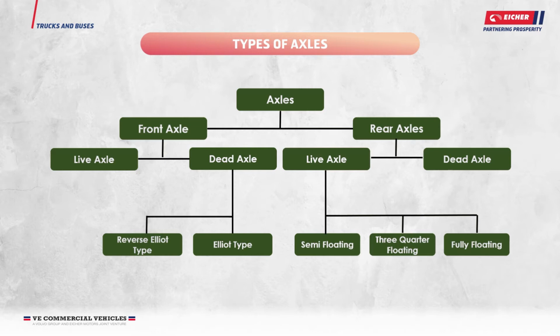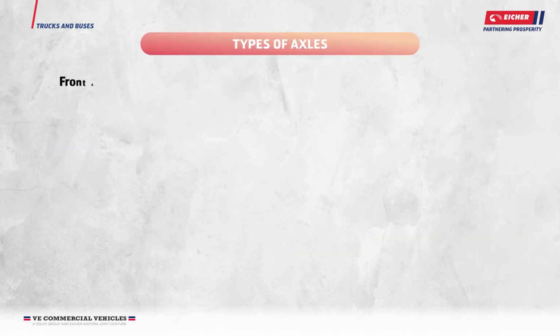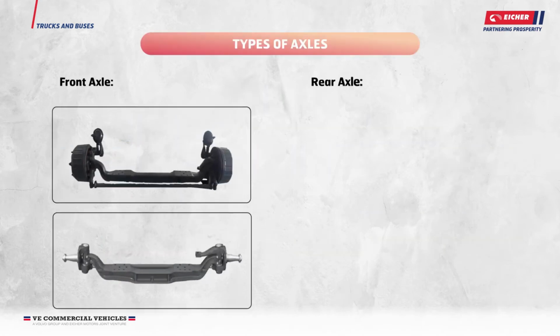Live axles. The live axles are those which transmit the power from the gearbox to the wheels and they rotate. Depending on the design and load carrying capacity, these are further classified into semi-floating and fully floating axles. Let us look at the pictures of the front and rear axles.